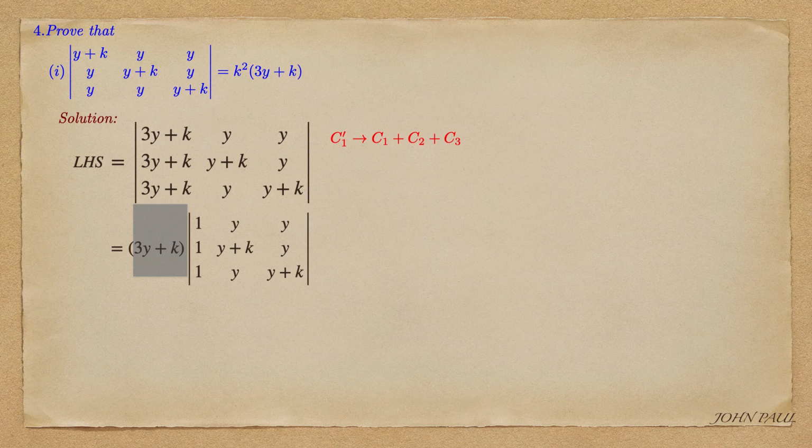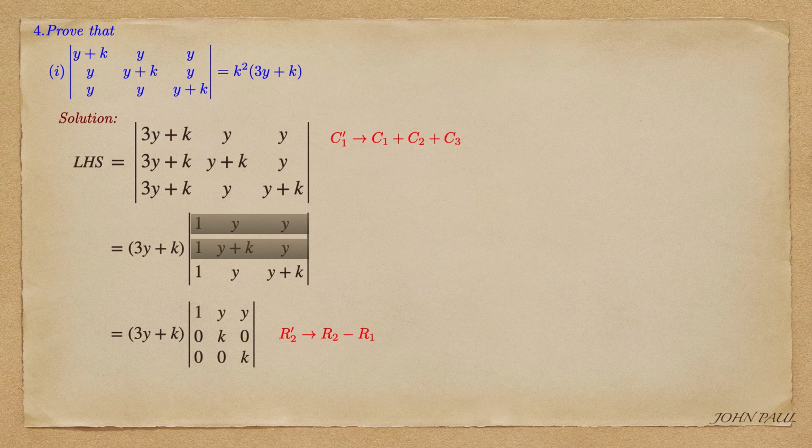Now again we have to think whether we can use any operation, column or row wise. In this, we'll take row 2 minus row 1. By subtracting row 2 minus row 1, we get 0, k, 0. And the third row also we can subtract, R3 minus R1. We get 0, 0, k. Now if you see the principal diagonal, it is 1, k, k. The lower part of that is 0, 0, 0.